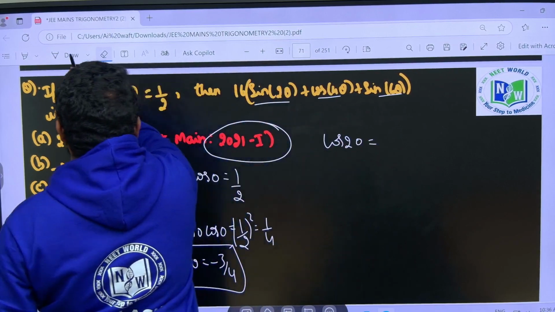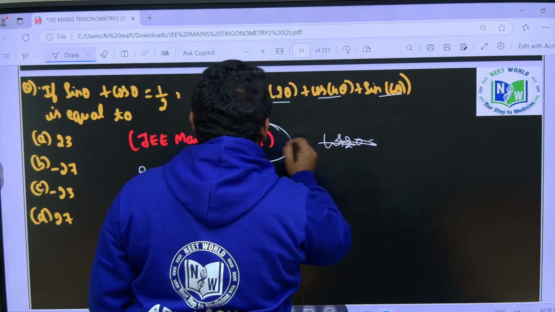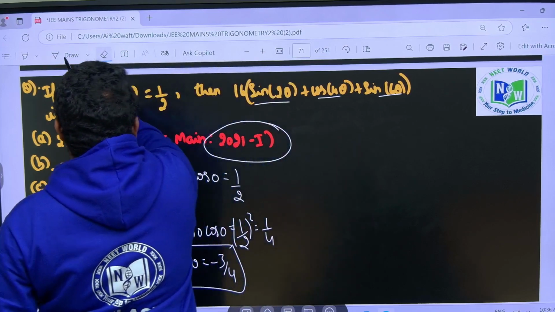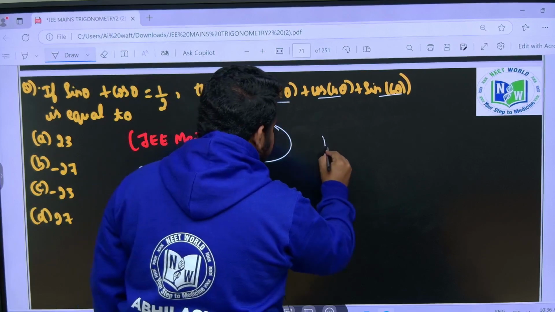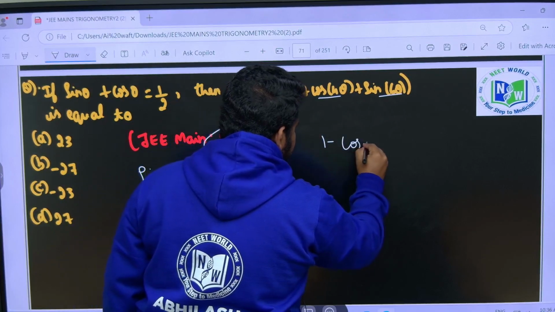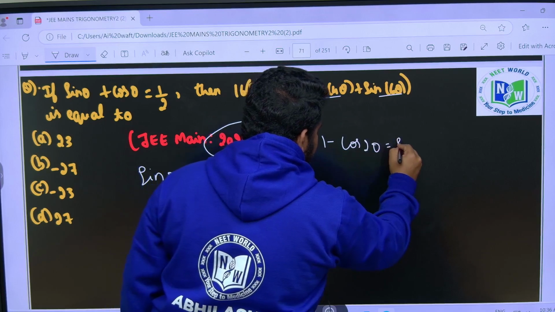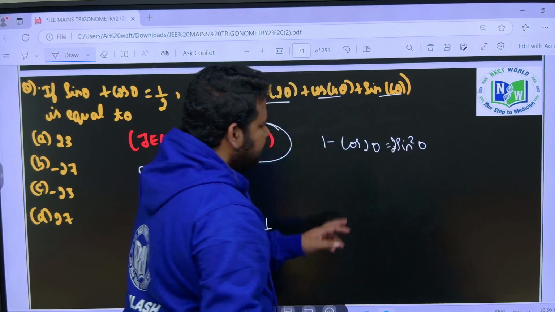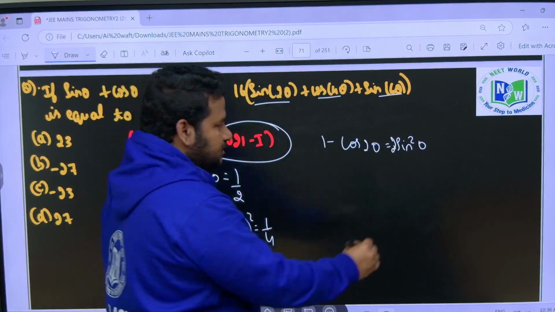Let me write it again. In terms of sine we want, not in terms of cos. So see here, friends. 1 minus cos 2 theta is equal to 2 sin square theta. Correct? 1 minus cos 2 theta is equal to 2 sin square theta.